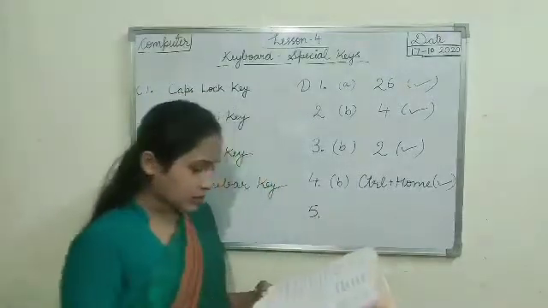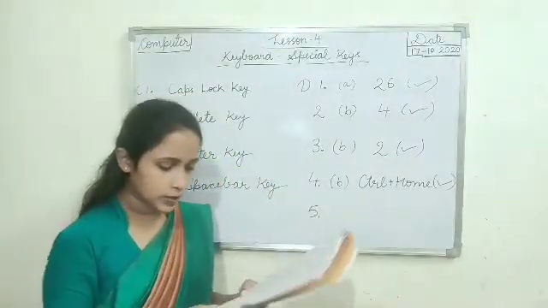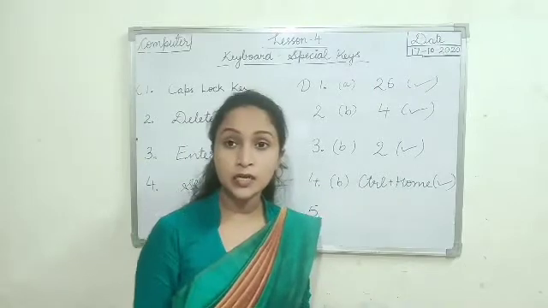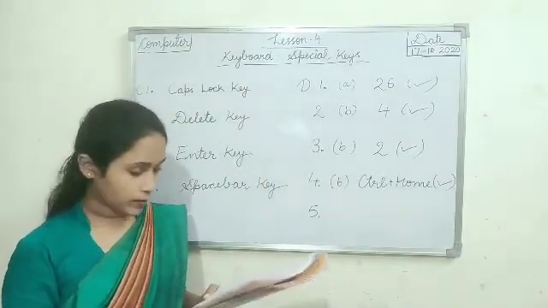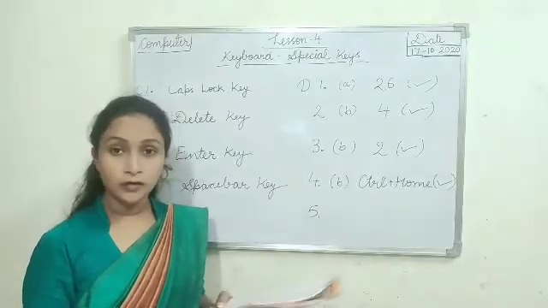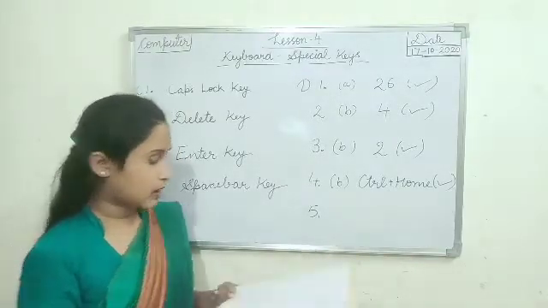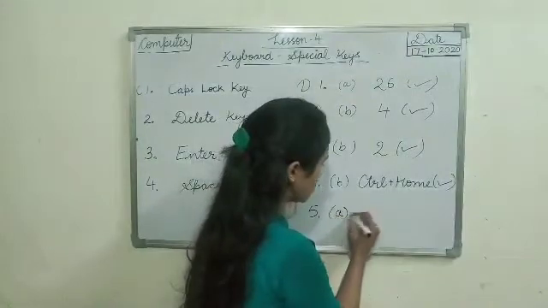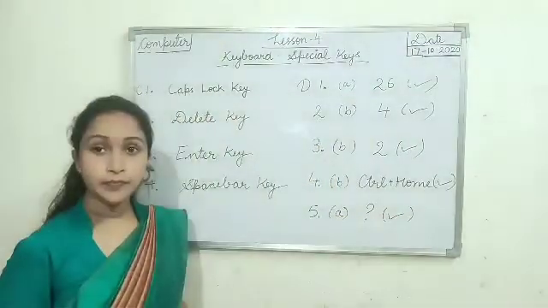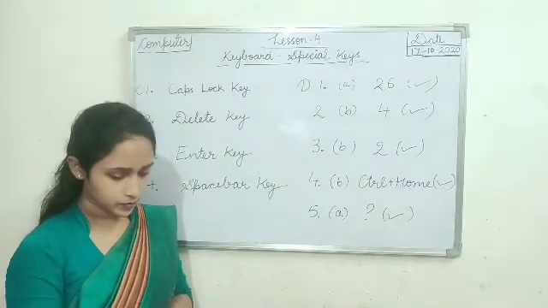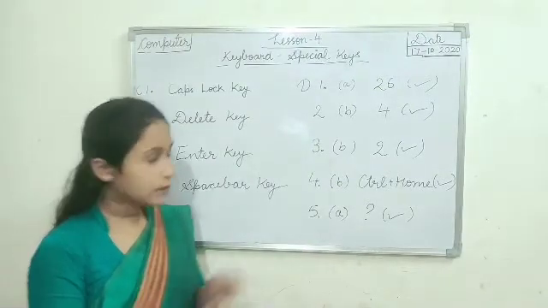Fifth, which among the following is a type of a punctuation key? So what is punctuation key? It is used to type sentences or any paragraphs. So question mark, A or 1. So punctuation key, question mark. Okay, so which option is correct? A option. Okay, understood?